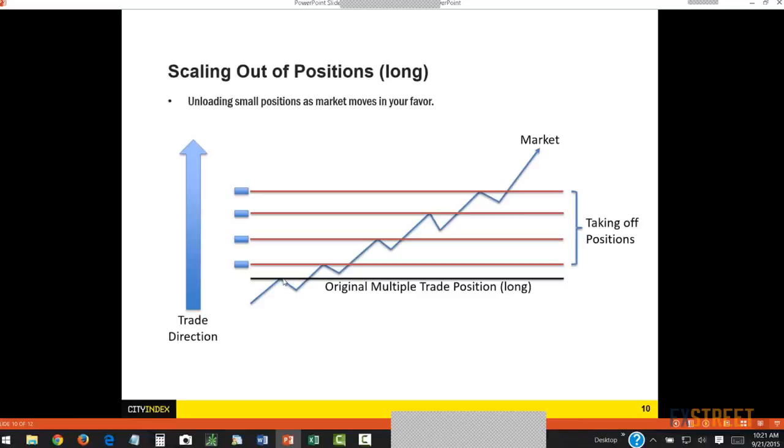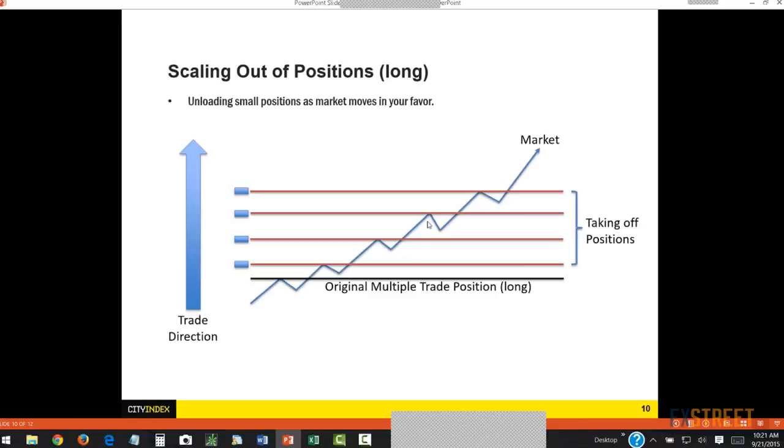Let's say you have a full position and you're on this black line right here. That's where you went long. Now what you could do is take off a part of that position as it moves in your favor, on each of these red lines. This minus sign simply means that you're taking off positions. So you're essentially locking in your profit by taking off part of the position at each of these levels.